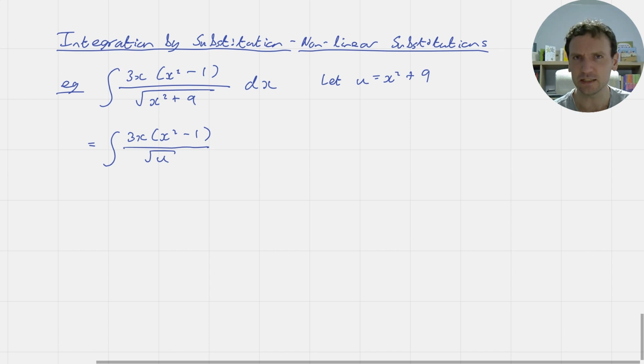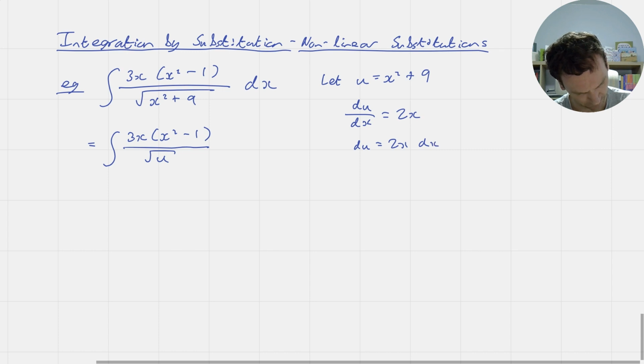So getting dx in terms of du, well, we want to find either du by dx or dx by du in order to do that. If we differentiate both sides with respect to x, we'll get du by dx is equal to 2x. And again, if you've seen the last video, we can treat this as a fraction in this case. If du by dx is equal to 2x, multiply both sides by dx, and we get du is equal to 2x dx. And if we divide both sides by 2x, we get dx is 1 over 2x du. So we're going to replace dx there with 1 over 2x du.